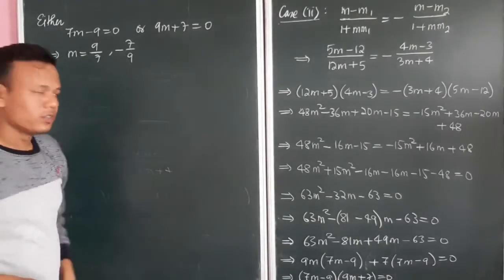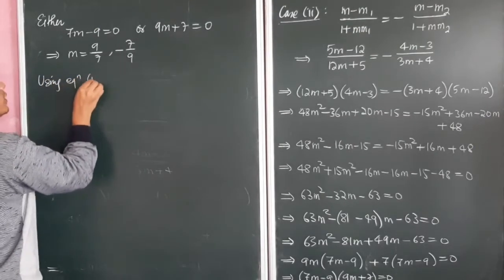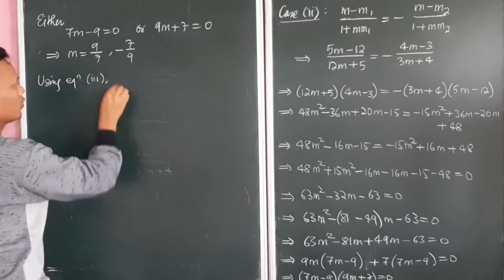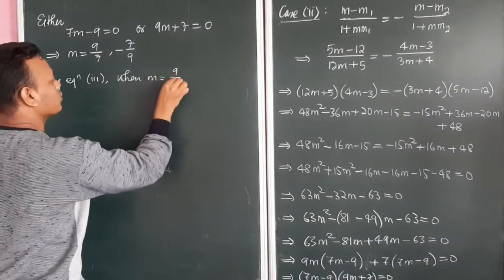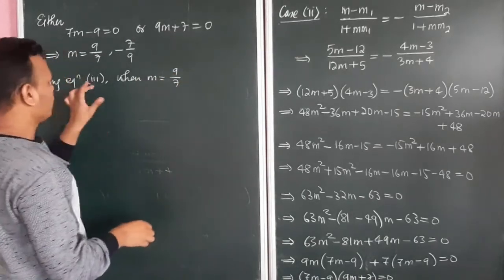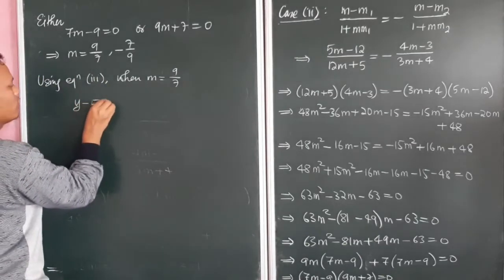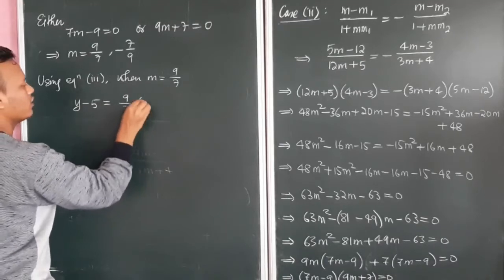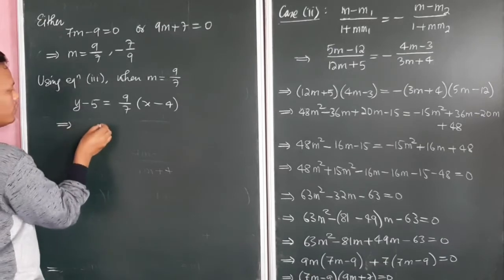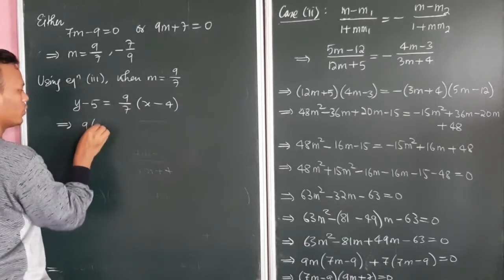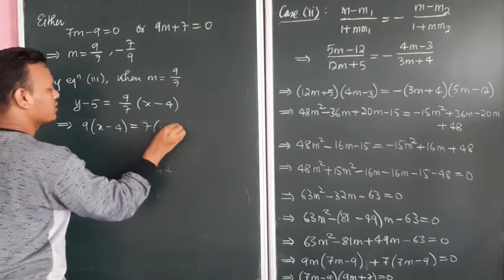So let us use equation 3. When m is equal to 9 by 7, let's see what happens to equation 3. Then we have y minus 5 equals m, where m is 9 by 7, into x minus 4, right? So let us simplify this. Do the cross multiplication. We have 9 into x minus 4 equals 7 into y minus 5.